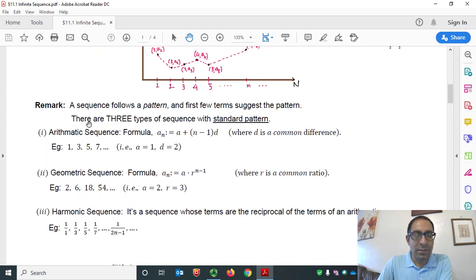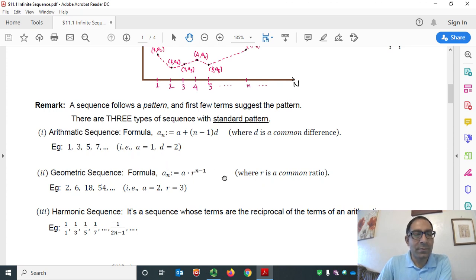Quick remark: a sequence follows a pattern, and the first few terms suggest that pattern. There are three types of sequence with standard pattern: arithmetic sequence, geometric sequence, harmonic sequence. Arithmetic sequence: the formula to find the nth term is first term plus n minus 1 times the common difference. So the pattern is here: each consecutive term differs by the common difference. For example, 3 minus 1 is 2, 5 minus 3 is 2, 7 minus 5 is 2, and so on.